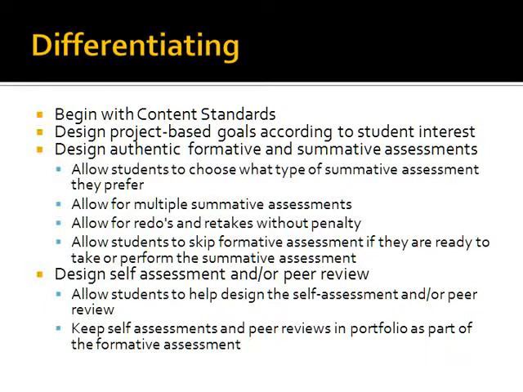Allow for multiple summative assessments. Always allow for redos and retakes without penalty. And allow students to skip the formative assessments if they're ready to take or perform the summative assessment.